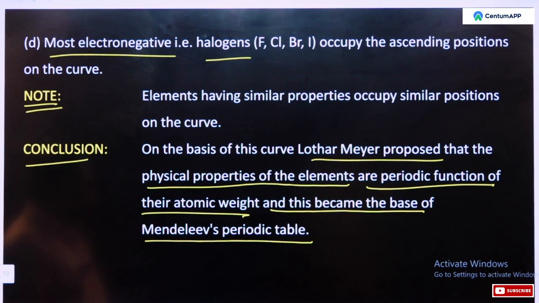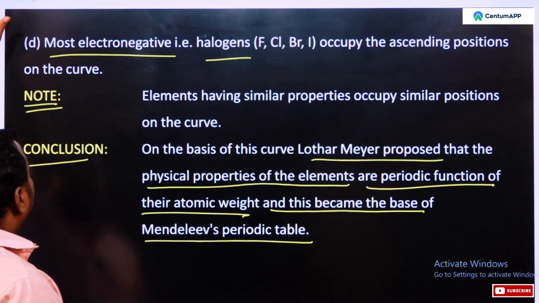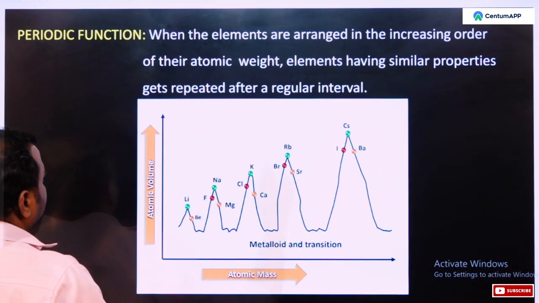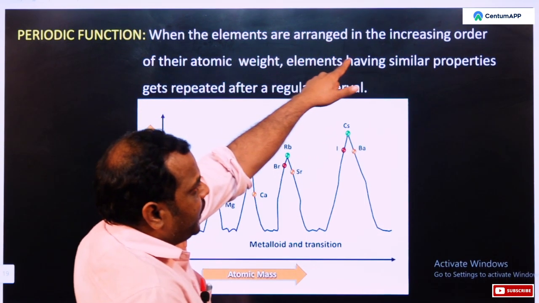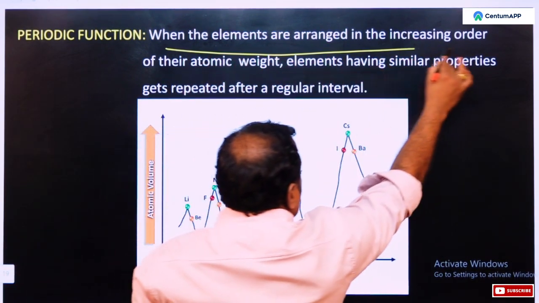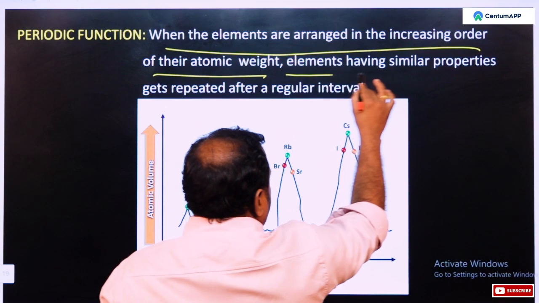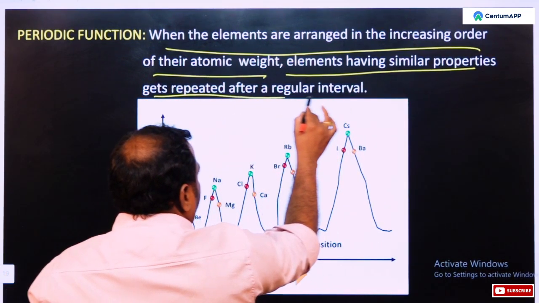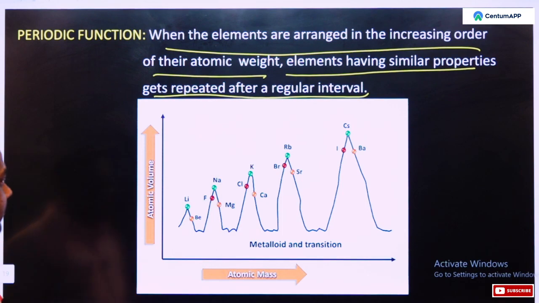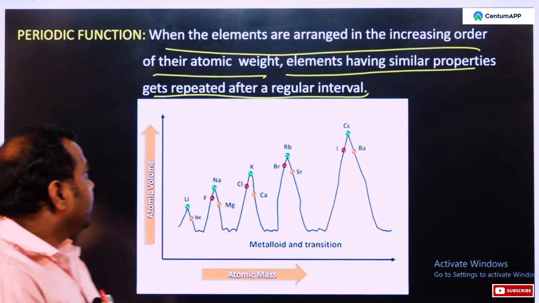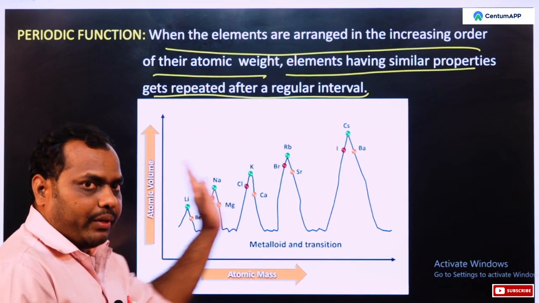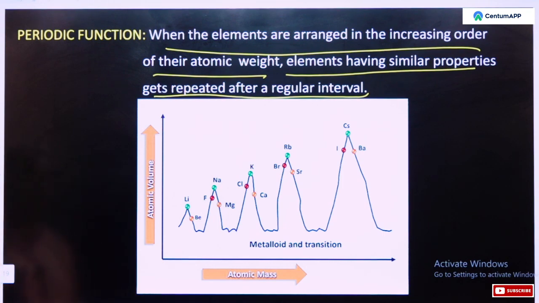Next, which table comes in? Mendeleev's periodic table. Next, what is periodic function? Lothar Meyer's periodic function: when the elements are arranged in increasing order of atomic weight, elements having similar properties get repeated after a regular interval. That is called periodic function.